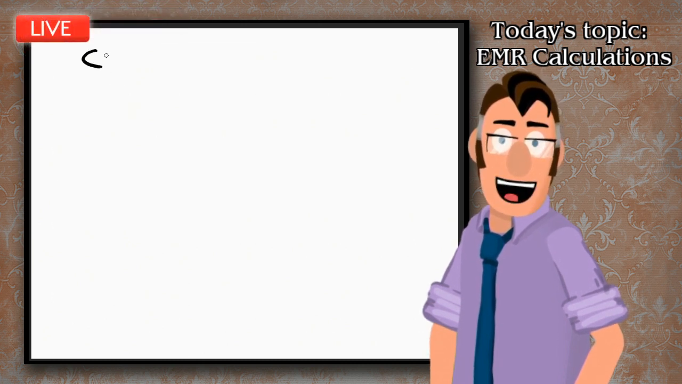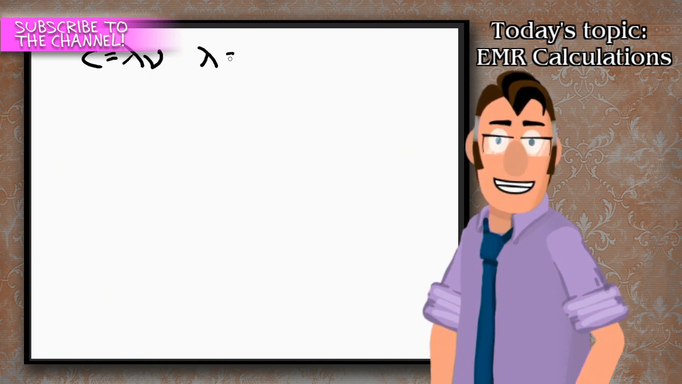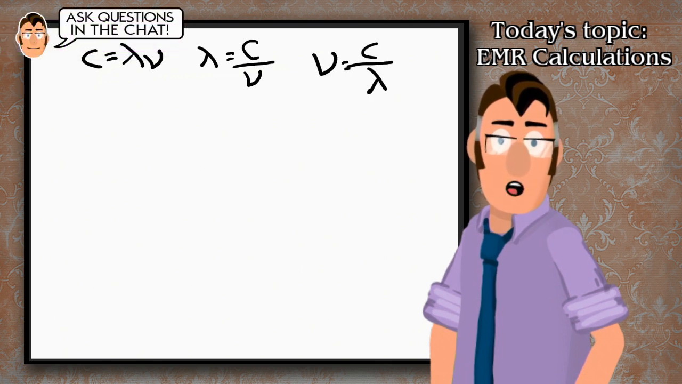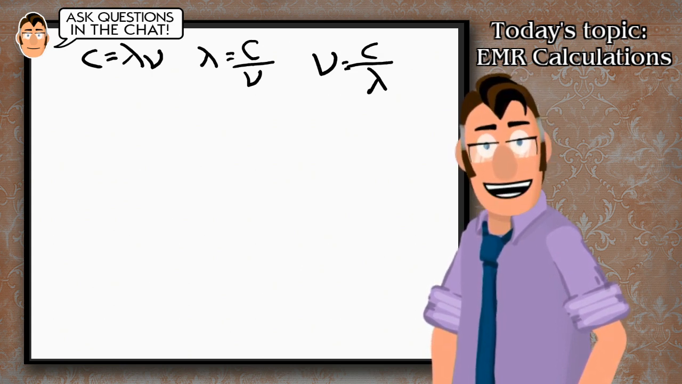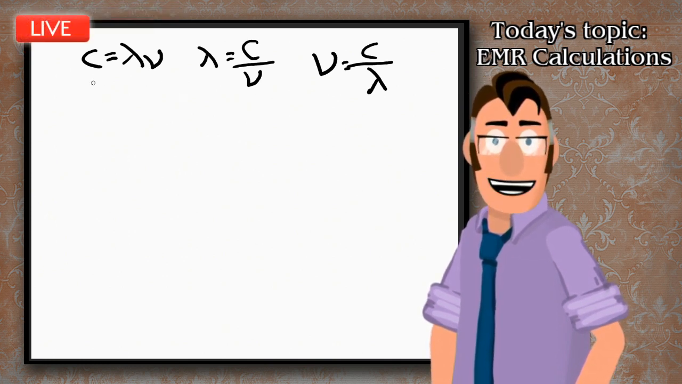So real quick, remember that we have the equation c equals lambda nu, right? We can solve for lambda. We would get lambda by taking c over nu, or we could solve for nu by getting c over lambda. This is stuff that we've done before. Remember that we can check these equations by using the units. As you're solving these equations, just remember we can always use units to check.